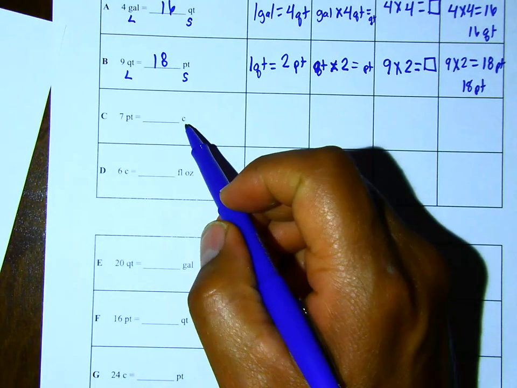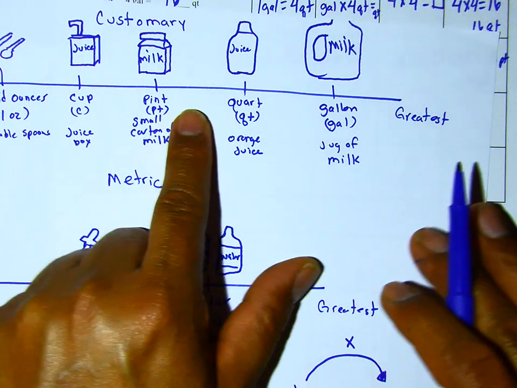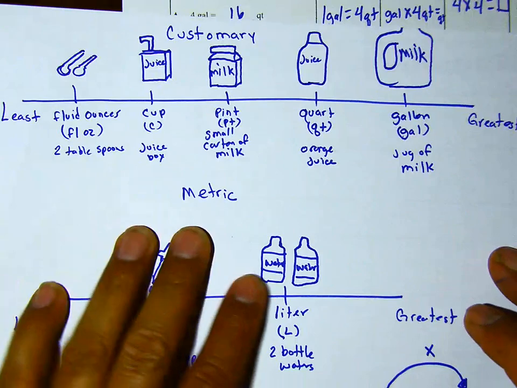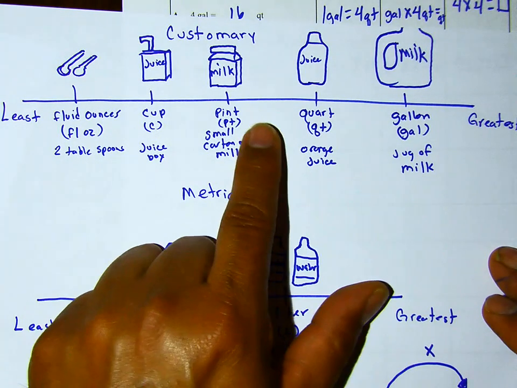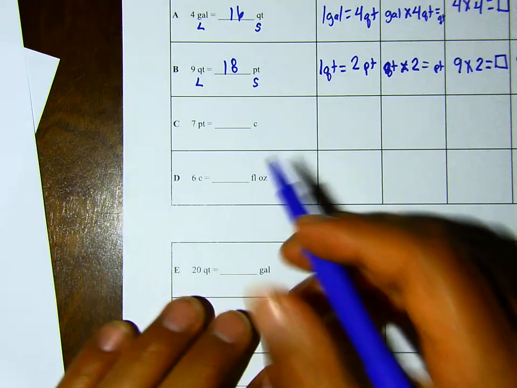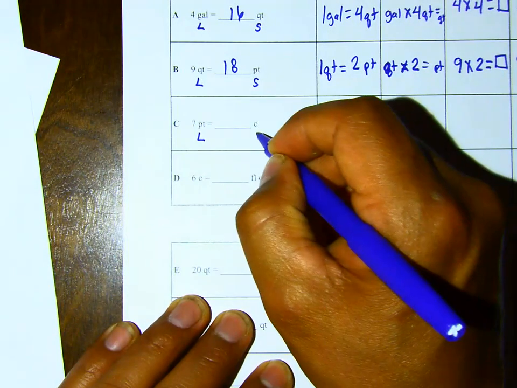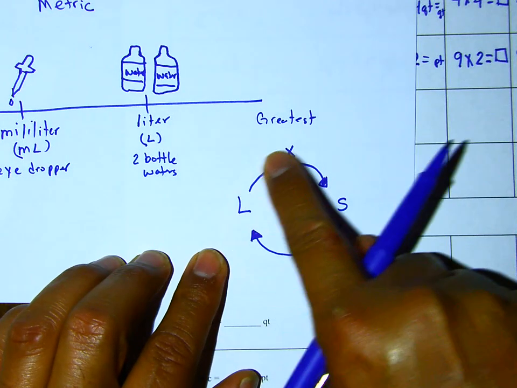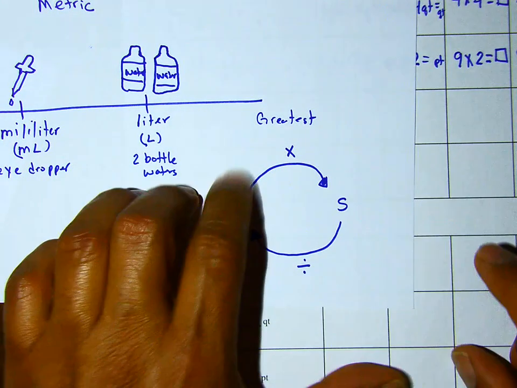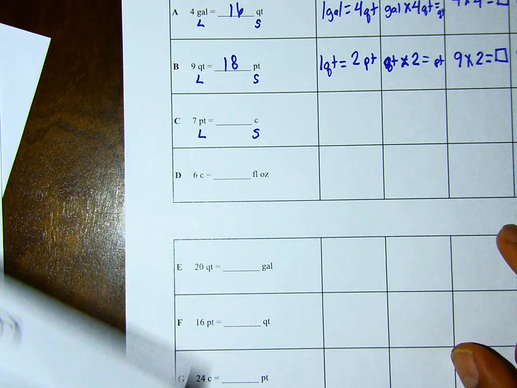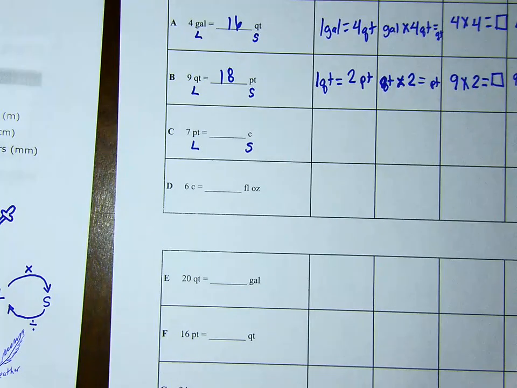So pints and cups. So I know pints are larger than cups because we put them from least to greatest. Pints is the larger unit of measure, cups is a smaller unit of measure. So if I'm going from larger unit of measure to smaller unit of measure, I'm going to multiply. So now we have to find an equivalent measure.